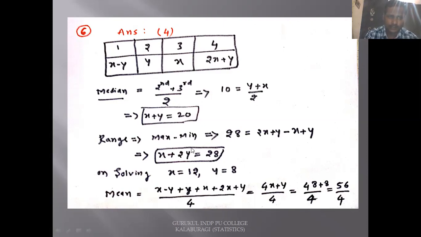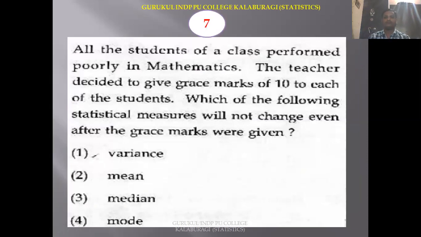Similarly, we'll move to the next question, the seventh question. All the students of a class performed poorly in mathematics. The teacher decided to give grace marks of 10 to each of the students. Which of the following statistical measures will not change even after the grace marks were given? First is the variance, second is the mean, third is the median, and the fourth is the mode. We already studied this in the notes.